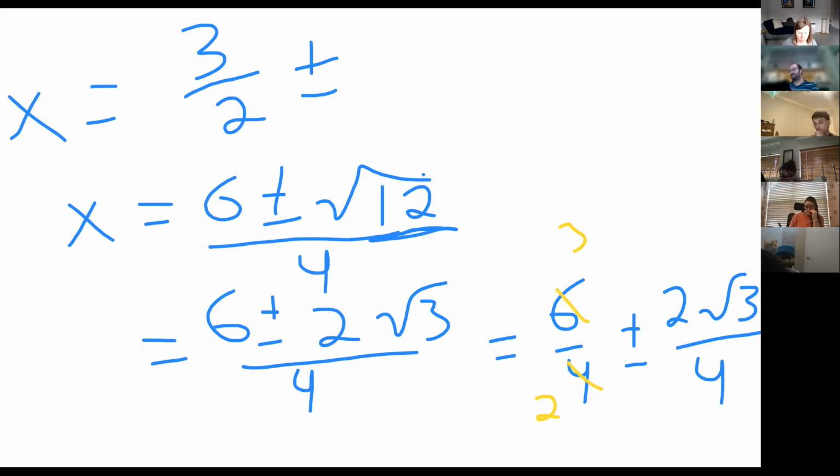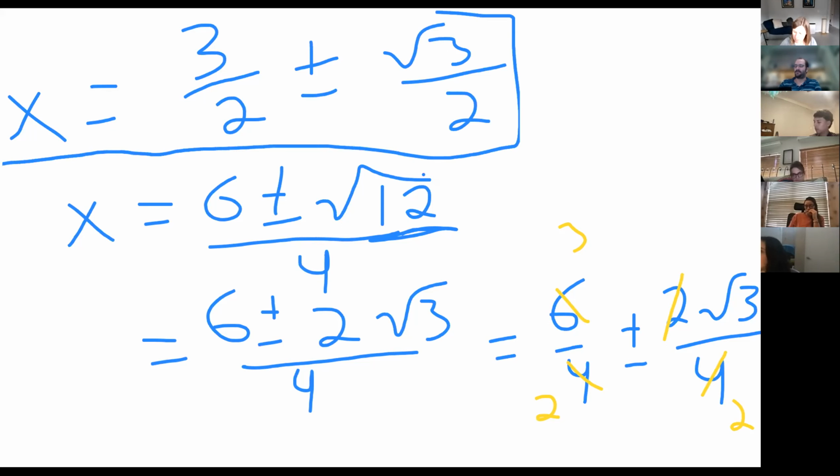What about this thing? 2 square root of 3 over 4. We can divide that 2 and that 4, right? Okay. And so this is going to give me root 3 over 2. Is there anything else I can do to that thing? Can I simplify that any further? No, I think that's going to be my solution there.